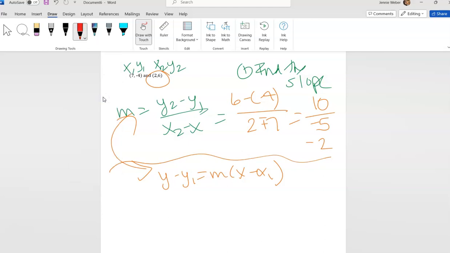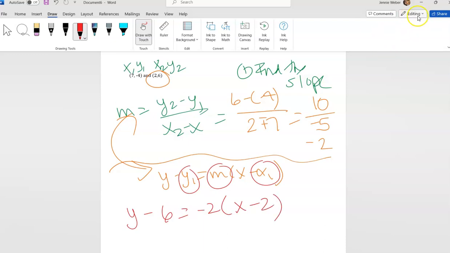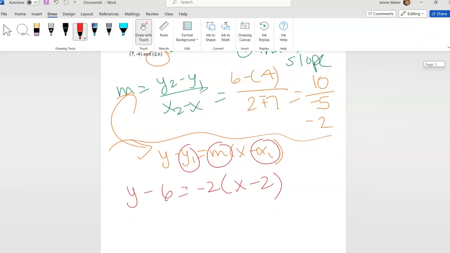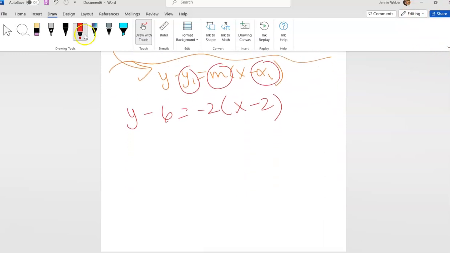So now what I'm going to do is, in here, put whatever point I've chosen, and then there's my slope. So y minus 6 equals negative 2 times x minus 2. Okay. Now I'm going to simplify this down. y minus 6 equals negative 2x plus 4. Move the 6 over. y equals negative 2x plus 10.